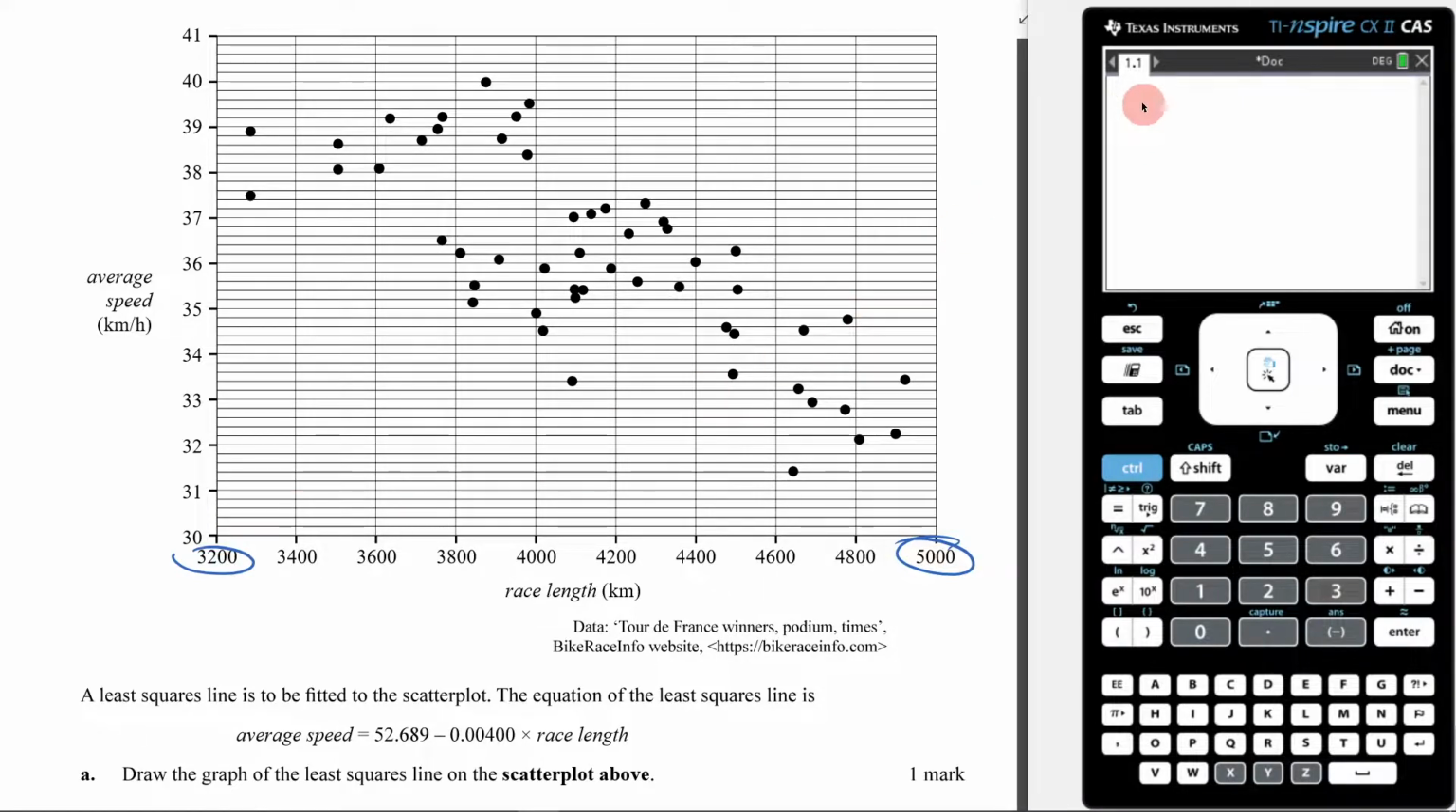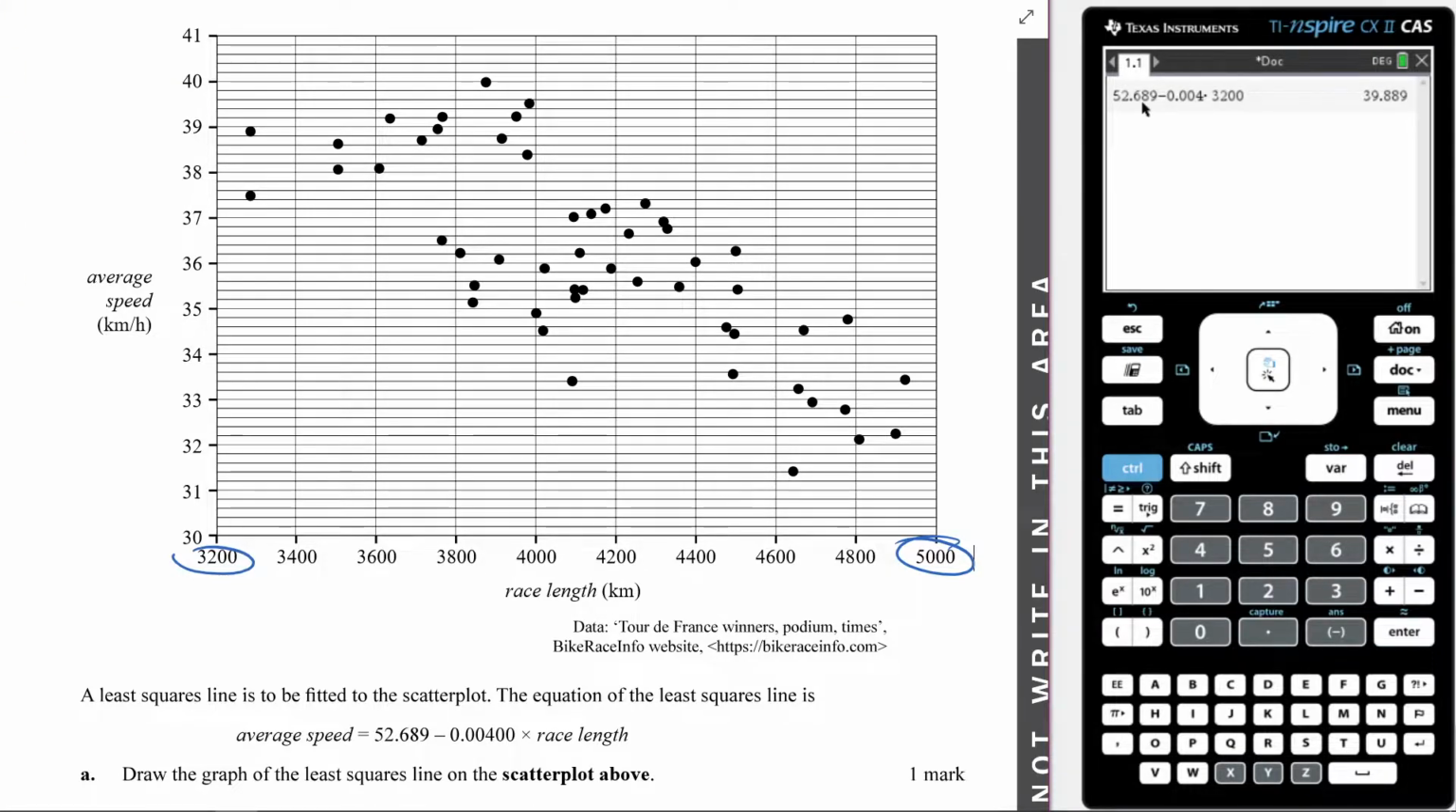So I'll come here and I'll type in 52.689 minus 0.004 times, put in my first value of 3200, and that's going to give me 39.889. So that means what I'm going to do, and I'm just going to write that down just so I can keep it handy.